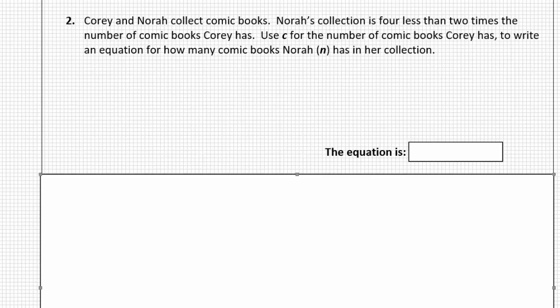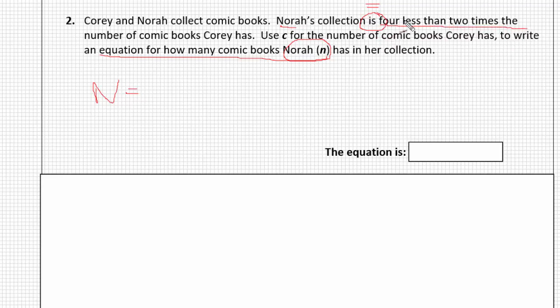So, for the equation, we kind of want to focus on what we are doing. So, what are we specifically being asked? An equation for Nora, right? So we know it's going to be N equals. We also know that because it says Nora's collection is, any form of the word "is" is usually meant to be the equal sign. So Nora's collection is, right? Kind of translate that first part. And then we start to see some of the numbers that we're dealing with.